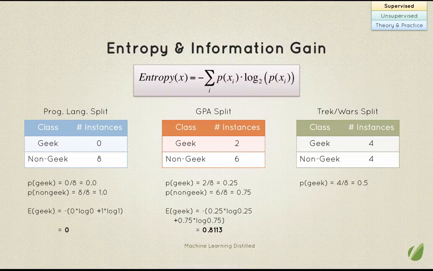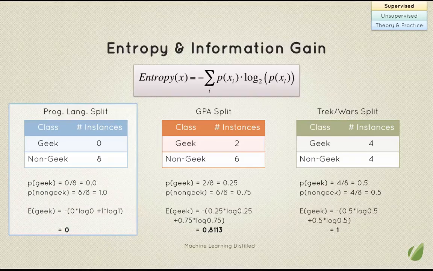Lastly, with the Star Trek, Star Wars, we've got these two probabilities, both 0.5. Substituting those in the equation, we get a value of 1. So it's clear to see, we saw this intuitively, but now we're seeing it with this formula as well, that the best split is the programming languages split because it has the lowest entropy.